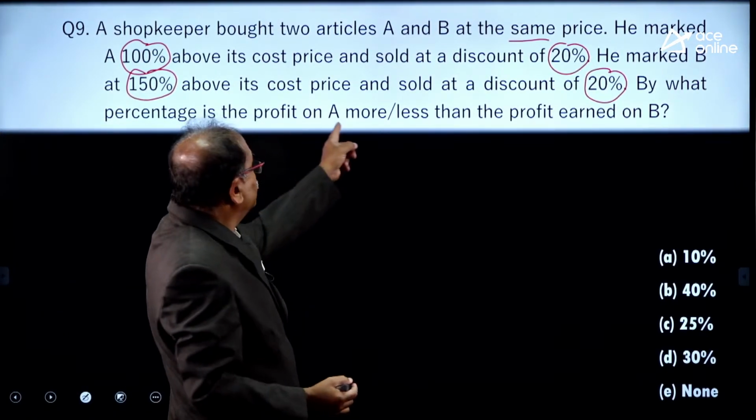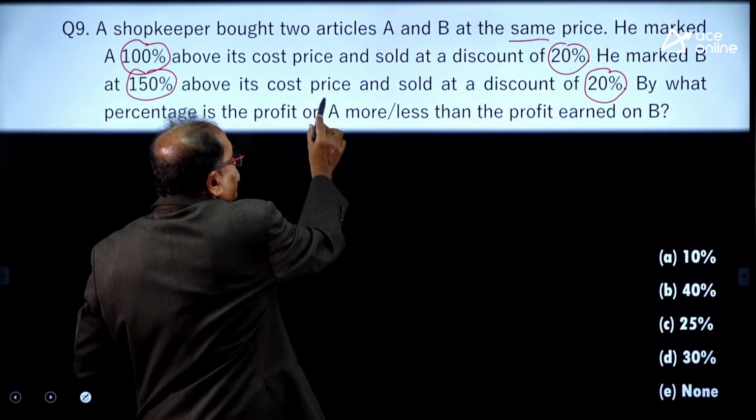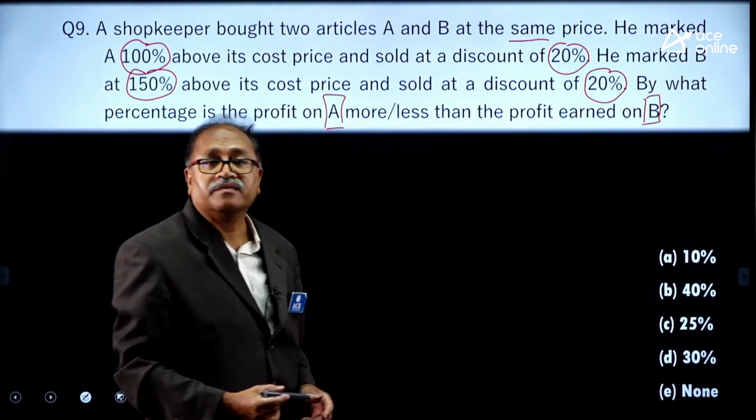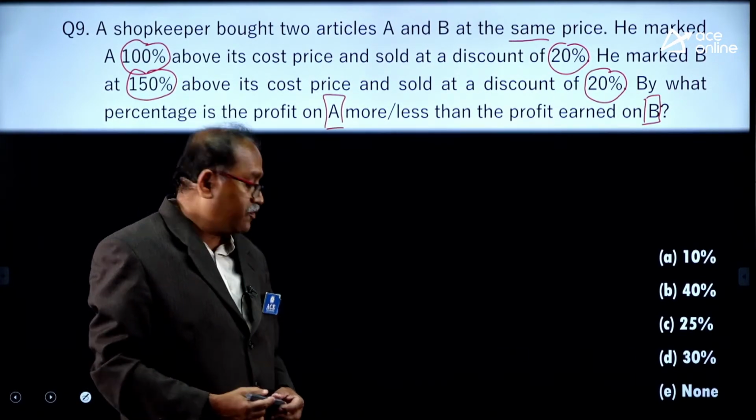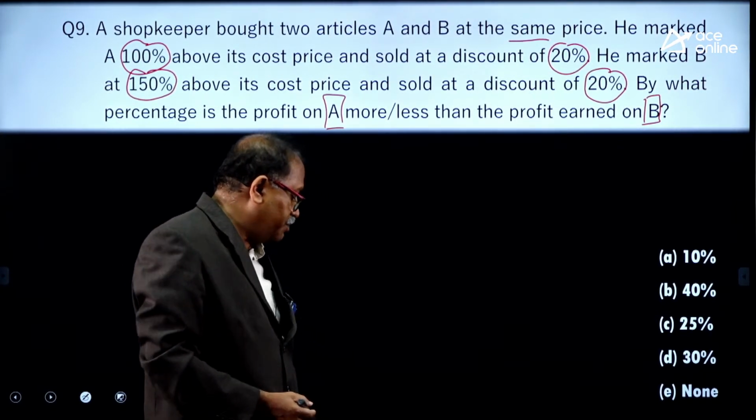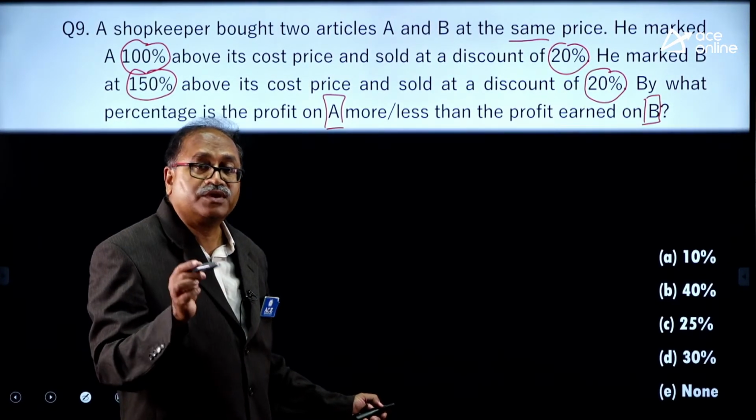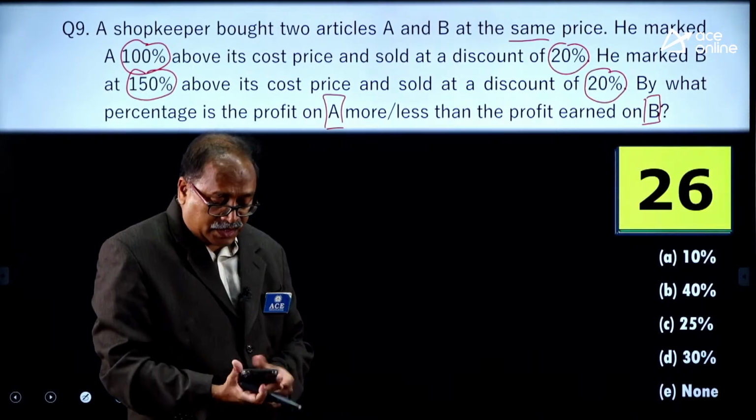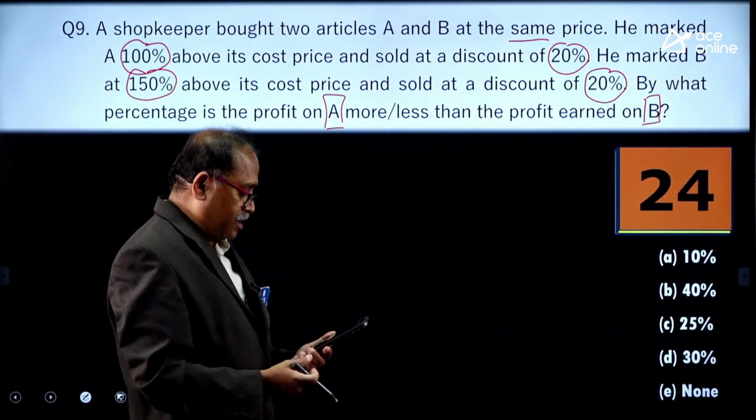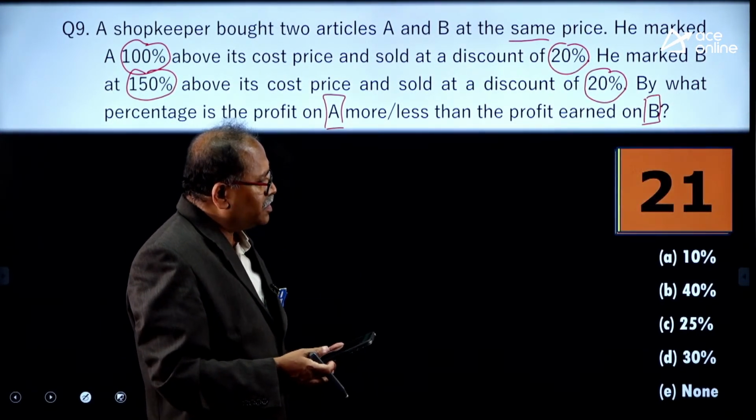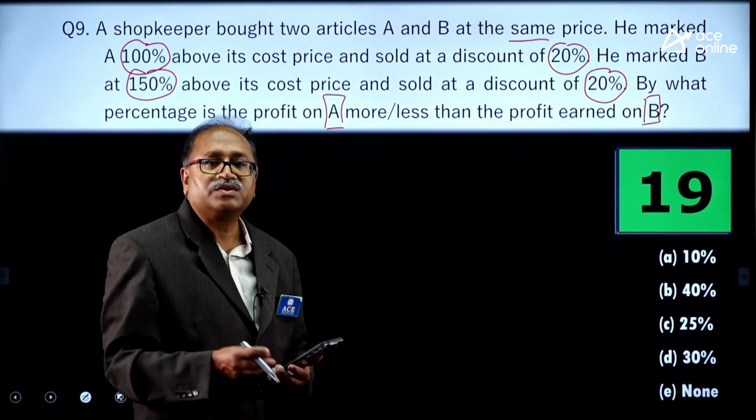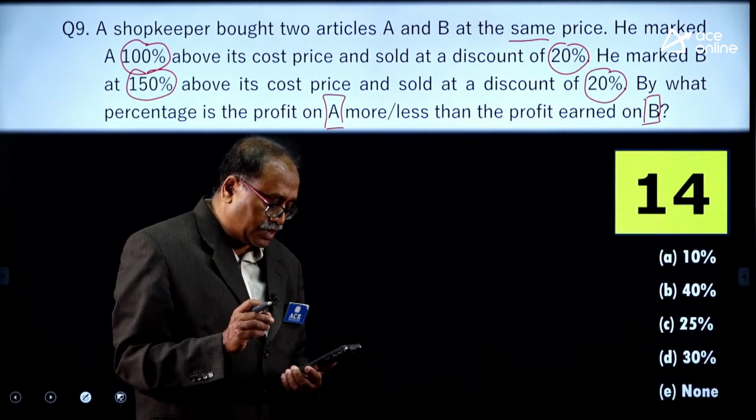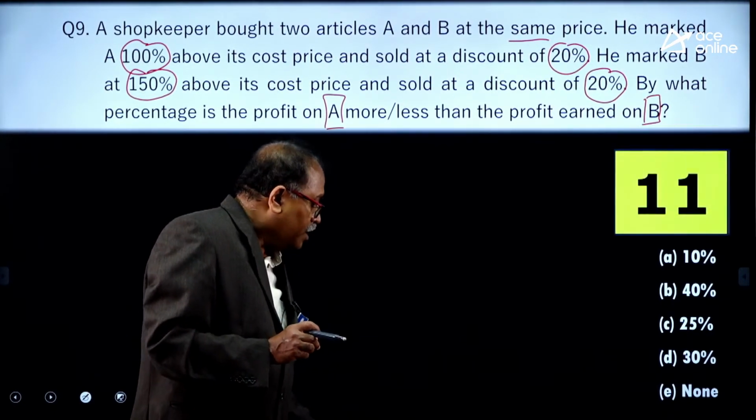By what percentage is the profit of A more or less than the profit on B? Yes, my friends, you can find it out. I am sure people like Pawan and Anusha will be able to answer the question. Your time starts now. Come on, answer it. And Pawan has already said 40%. So, clear concept Pawan has, that is 40%. Is it really correct?